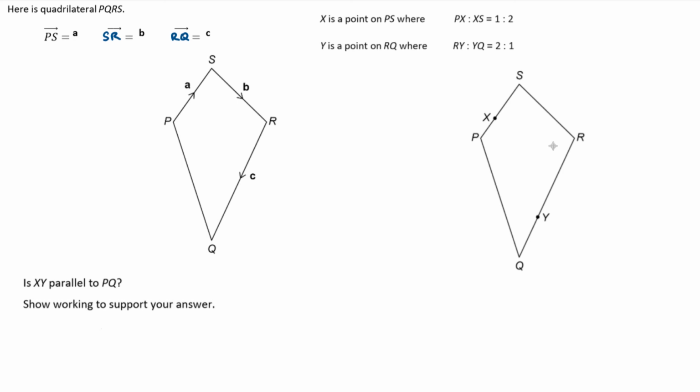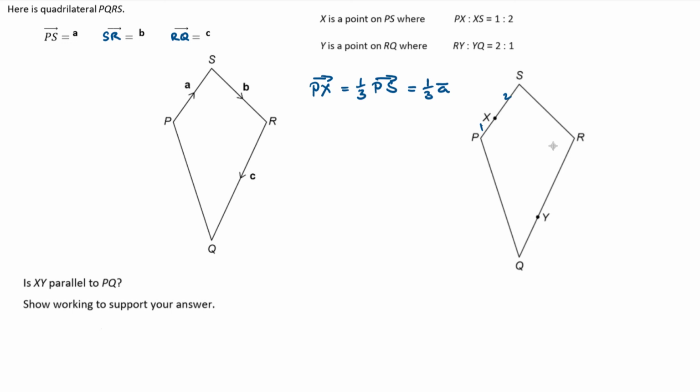Okay, so let's have a look at this second diagram. X is a point on PS where PX to XS is 1 to 2. That means that for every 1 you've got here, you've got 2 here. In other words, the distance from P to X is 1/3 of the distance from P to S. So from that I know that the vector PX is 1/3 of PS, and I know that PS is the vector A, so PX is 1/3 of A.